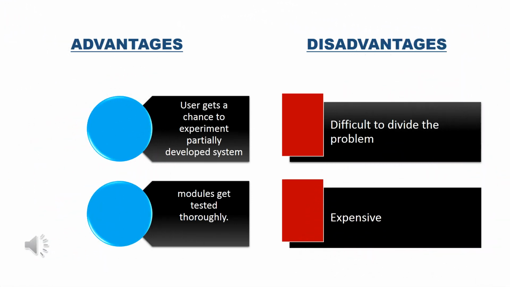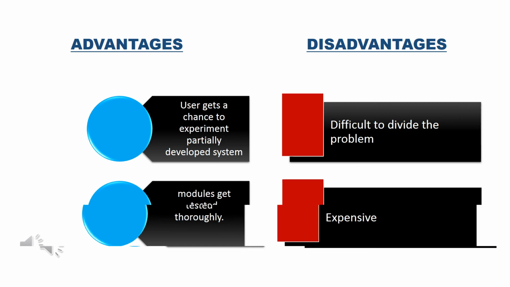These are the basic advantages and disadvantages. The advantages are that the user gets a chance to experiment with a partially developed system, that is we are giving it to the user for evaluation, so the user can experience it, and the modules are tested thoroughly, because we are dividing the entire system into separate modules. Therefore it becomes easy for the modules to be tested. And because we are separating into different modules, this process becomes quite expensive and difficult to handle, and sometimes it becomes very difficult to divide complex projects, or you can say larger projects, into simple modules.